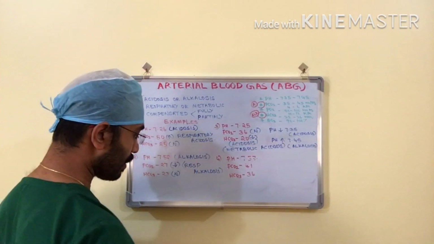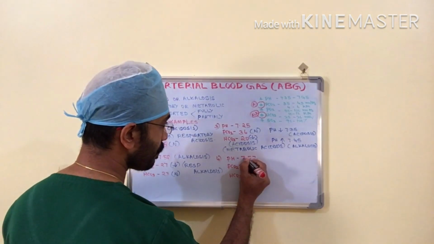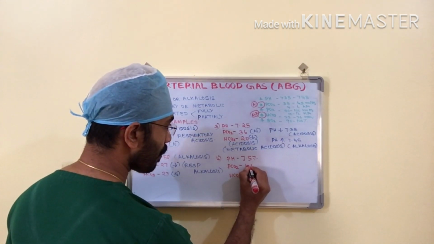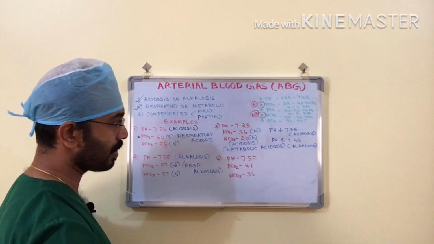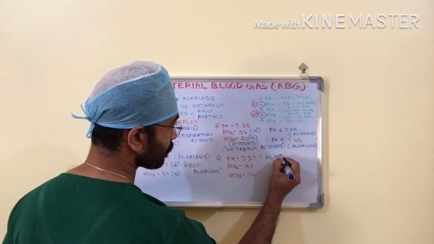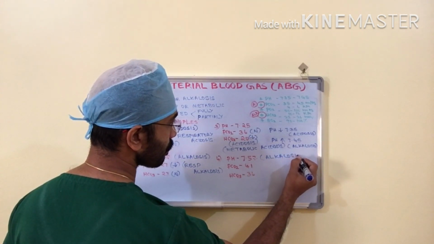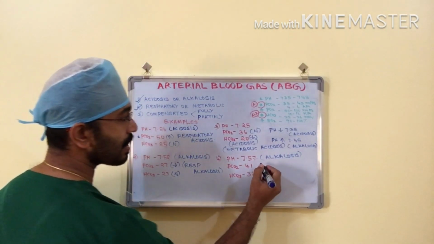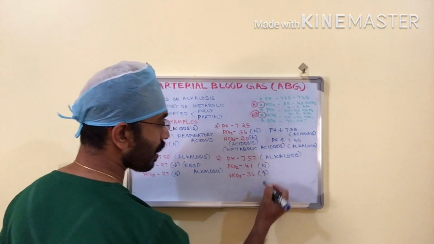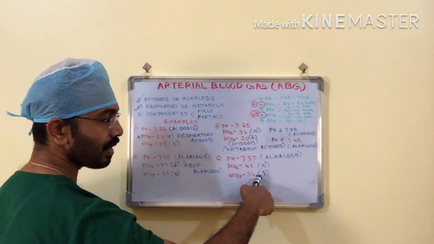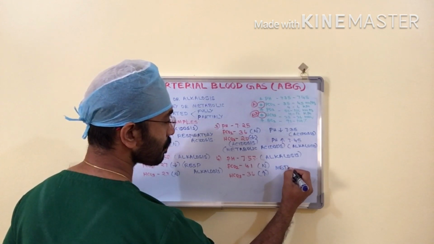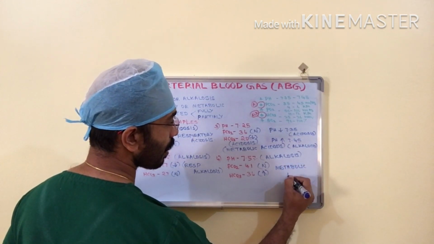The fourth one, the pH is 7.57, PCO2 is 41 and the bicarb is 36. In that, pH is more than 7.45, it is alkalosis. PCO2 is normal and the bicarb is hiked up, because in this situation we can diagnose it as metabolic alkalosis.